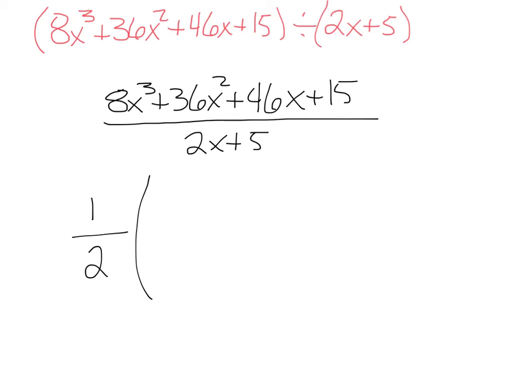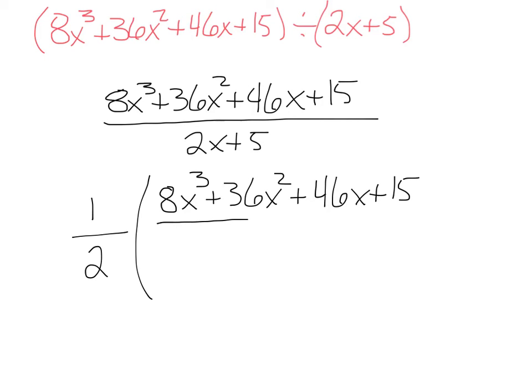And so now we have a new looking expression, 8x cubed plus 36x squared plus 46x plus 15, right? We didn't take anything out of that. But then in the denominator we have 1x plus 5 halves.